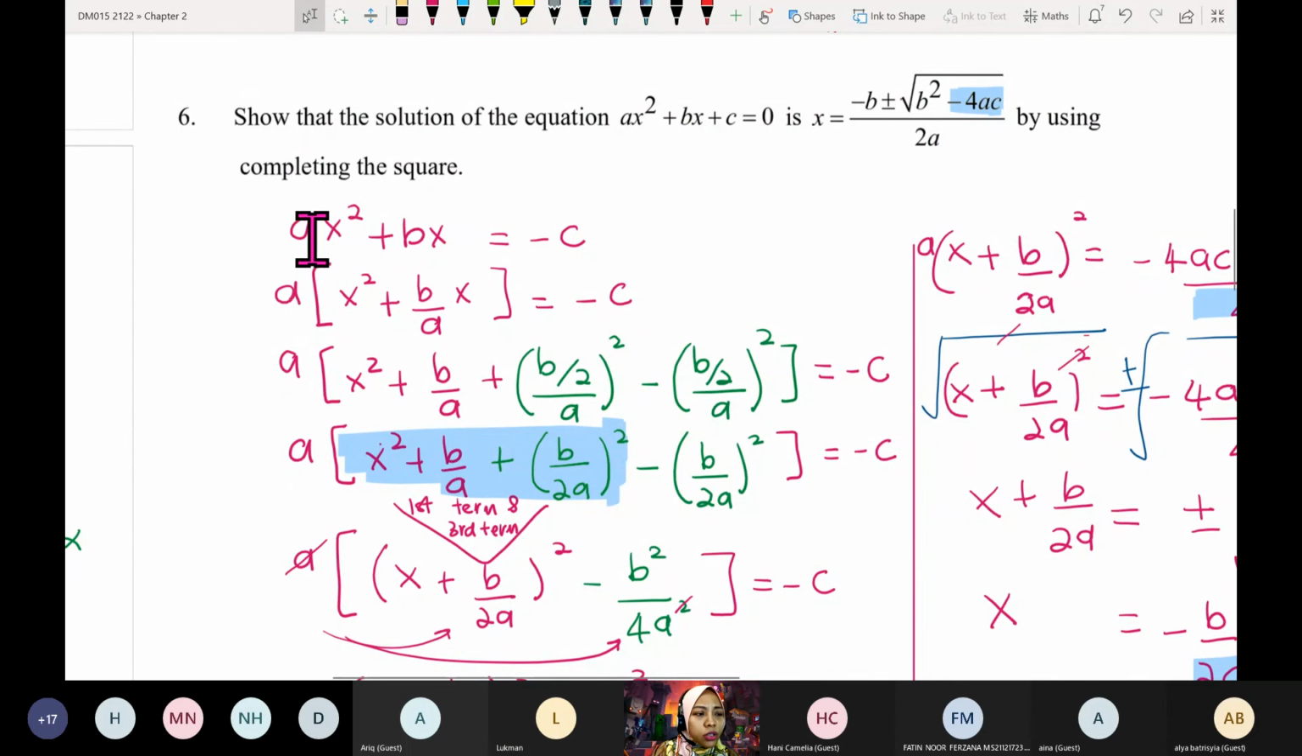Sama juga, cuma this time dia ada apa? Dia ada coefficient A. So apa yang kita buat, we factor out A. So once you factor out A, yang B ni tak ada A. So you kena over dengan A so that when you expand, A over A cancel jadi 1. So sama macam BX dekat function di atas. Clear or not? Yes, madam.